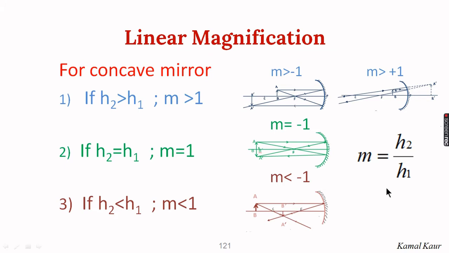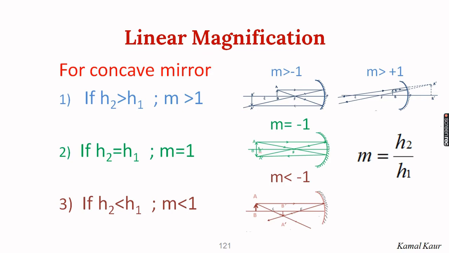Now let's see when m will be less than 1. Under what condition will m be less than 1? It is clear that if height of image is smaller than height of object, in that case m will be less than 1. But here also the image is real and inverted, so we will say m is less than minus 1 here. So we have seen that for concave mirror m is equal to minus 1 or m is less than minus 1. Now the third condition is when m is greater than 1.